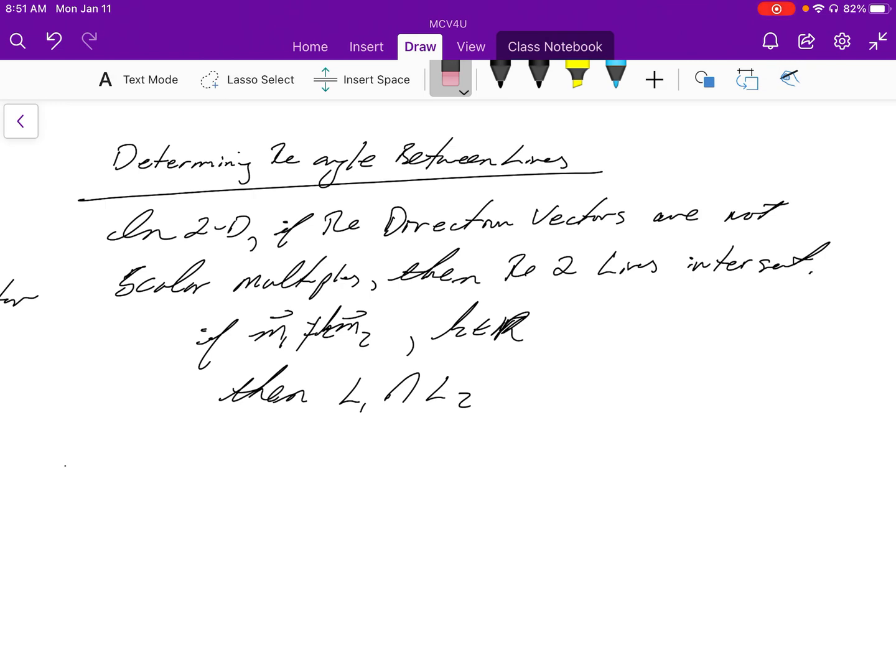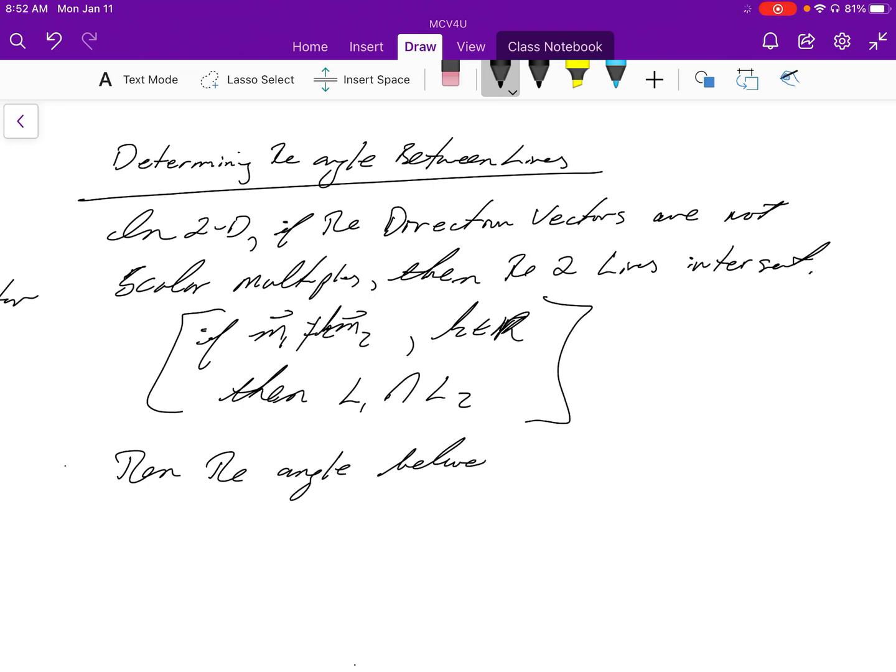So that's what this means, what we just set up above. What we can do with that is determine the angle. We want to determine the angle between the lines. We can say then that the angle between L1 and L2, the two lines, is equal to the angle between the direction vectors.